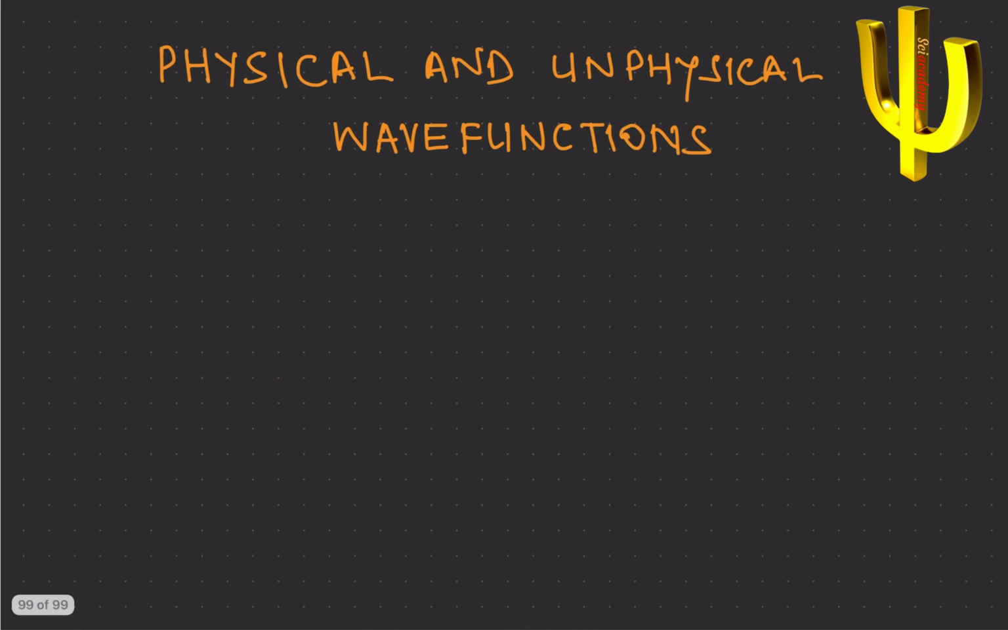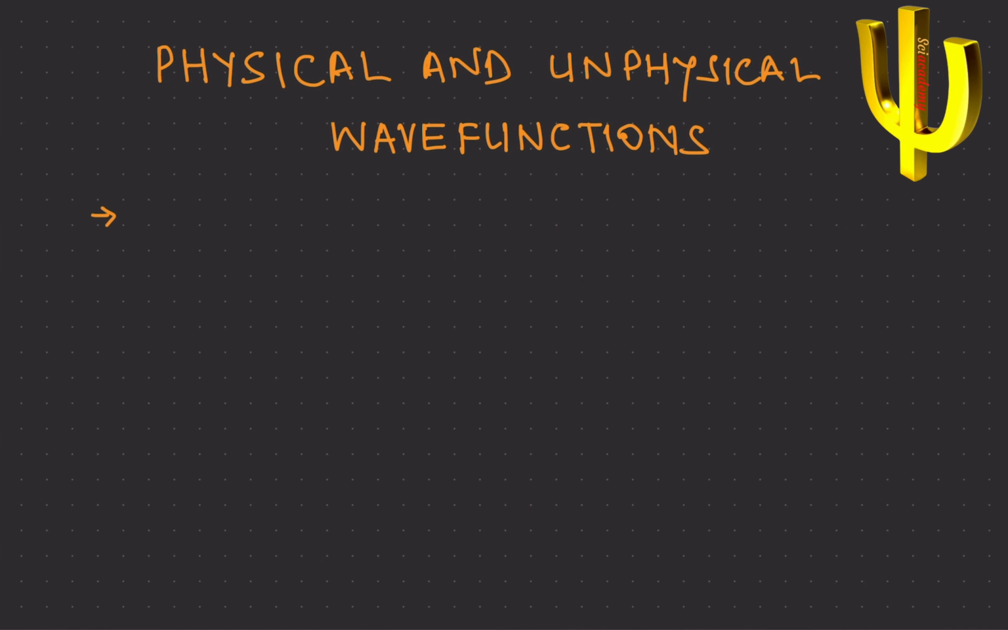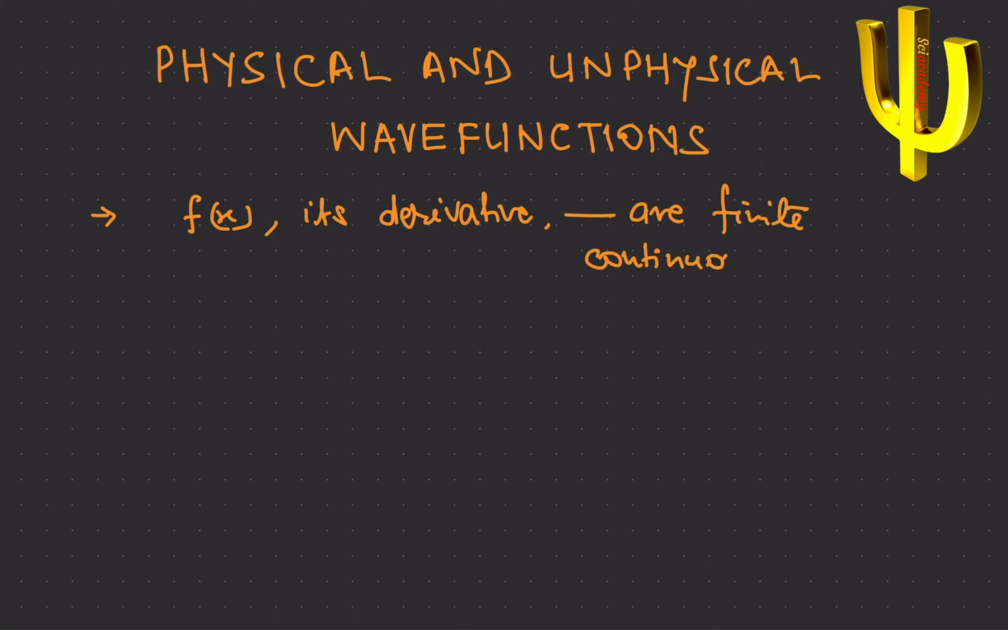So firstly, the conditions for the function to be physical: suppose f(x) is a function, and its derivative, are finite, continuous, single valued everywhere, and integrable.